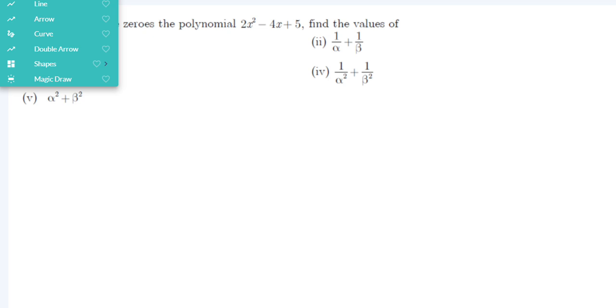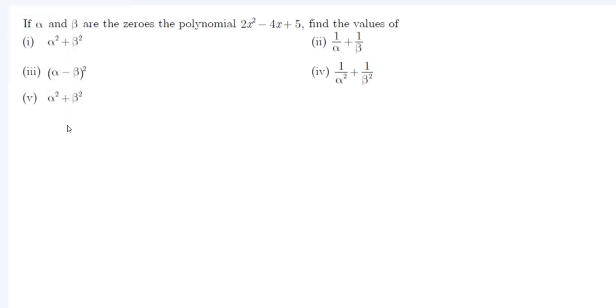So the polynomial is p(x) equal to 2x square minus 4x plus 5. So this is the polynomial given. So what are the alpha and beta? Alpha and beta are the zeros.